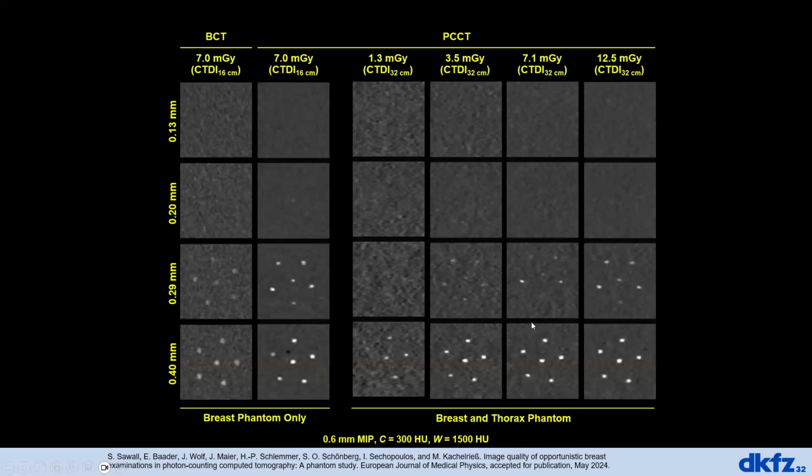And what we find is, in case of at least the calcifications, that at a rather high dose level of 12.5 milligray, we can see those calcifications in our experiments. However, if we go to lower radiation doses, like 1.3 milligray, we can only see rather large calcifications with a size of, let's say, 400 micrometers. As I already said, we hope that breast imaging will someday be viable using photon counting CT, but right now we are not there yet.